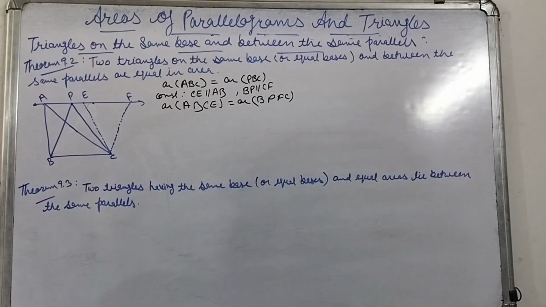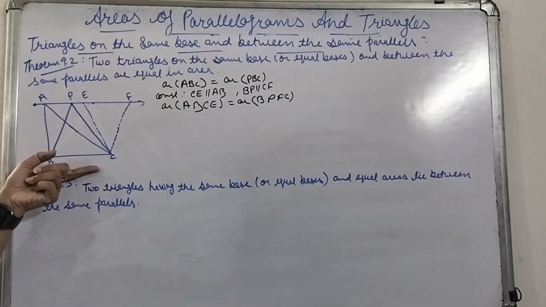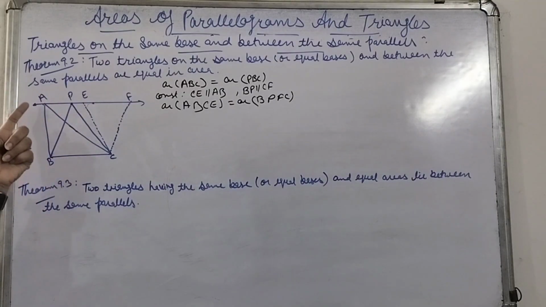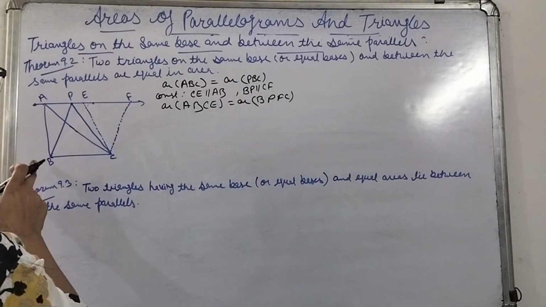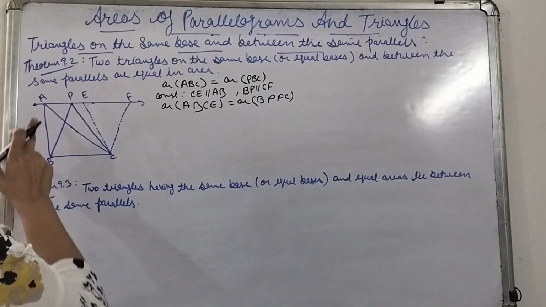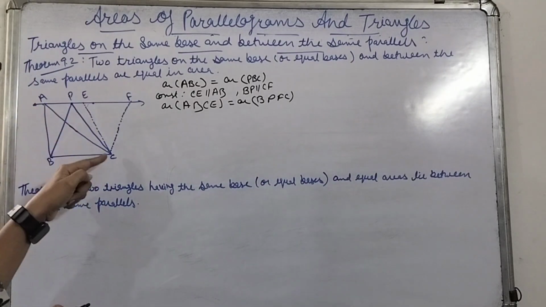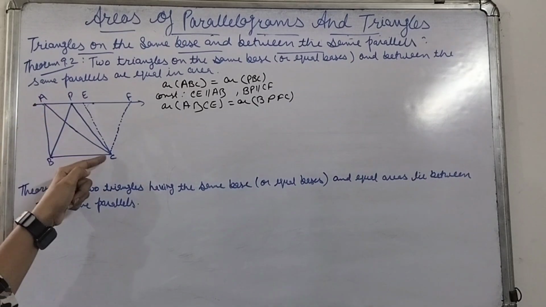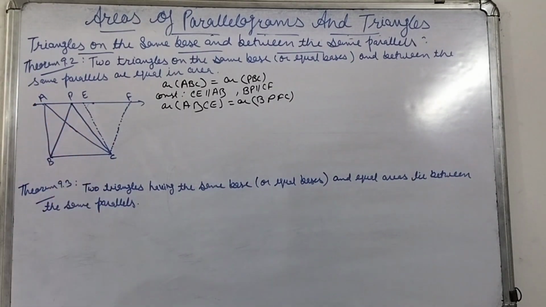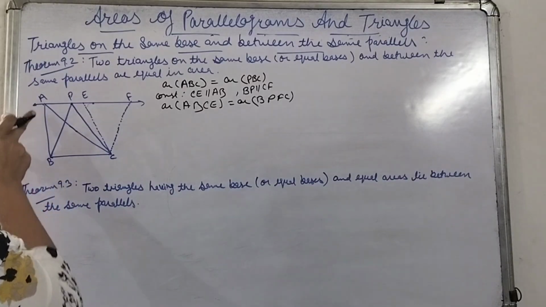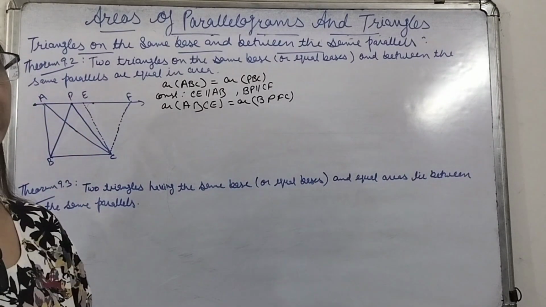These two areas will be equal because these two parallelograms are on the same base BC and between the same parallels BC and AF. Now we can see in the parallelogram ABCE, AC is the diagonal, and the diagonal of a parallelogram bisects the parallelogram into two congruent triangles. That means ABC and ACE will be your two congruent triangles.